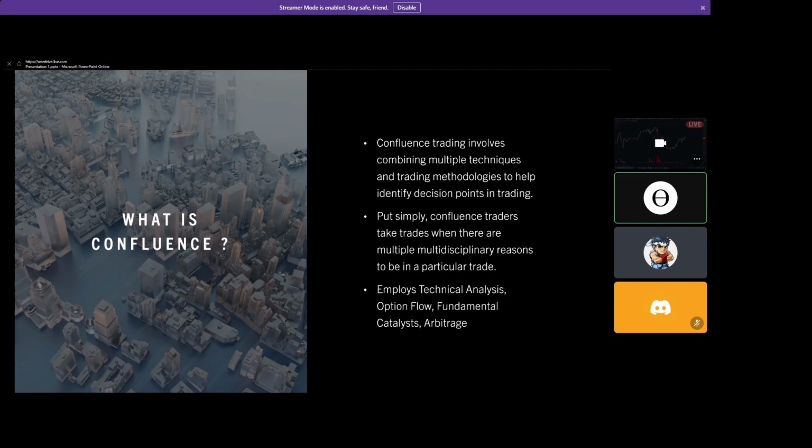All right, so the question to begin with is: what is confluence? Well, confluence in trading involves combining multiple techniques and trading methodologies to help identify decision points in trading, right? And put simply, confluence traders take trades when there are multiple multidisciplinary reasons to be in a particular trade.